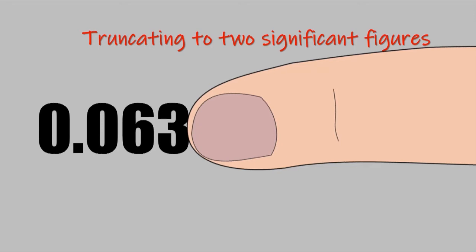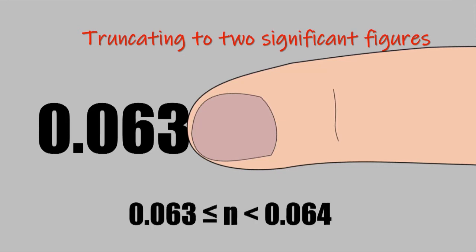Well, the way we would write this one down is 0.063 on the left as the lower bound, and then the maximum value that can't quite be reached, but it is sort of the limit, is 0.064. And that's how we write down the answer for the limits of accuracy in this case.